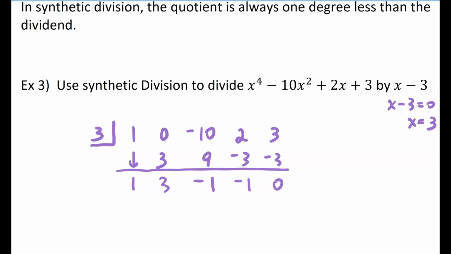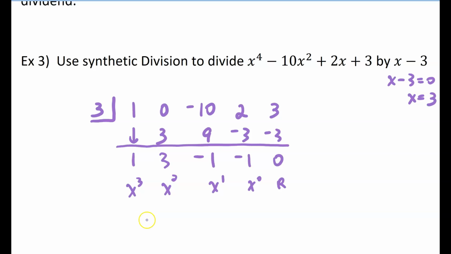So we have no remainder. Again, that's the r. This is the x to the 0 term, x to the first, x squared, the x cubed term. Now I'm just going to put it all together. I have 1x cubed plus 3x squared minus 1x minus 1, and no remainder.